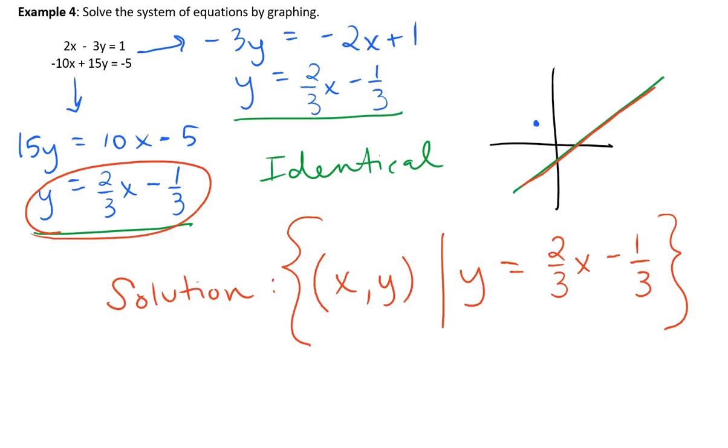Alternately, you could write your solution as the points x, 2/3 x minus 1/3. And that says the same thing. Any point that satisfies that relationship lies on these lines, and so it is a solution to the system of equations.